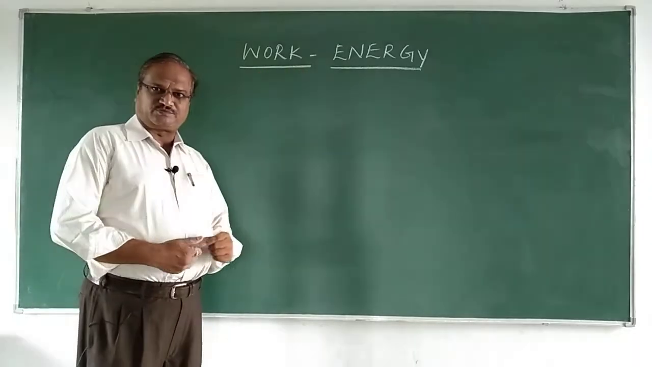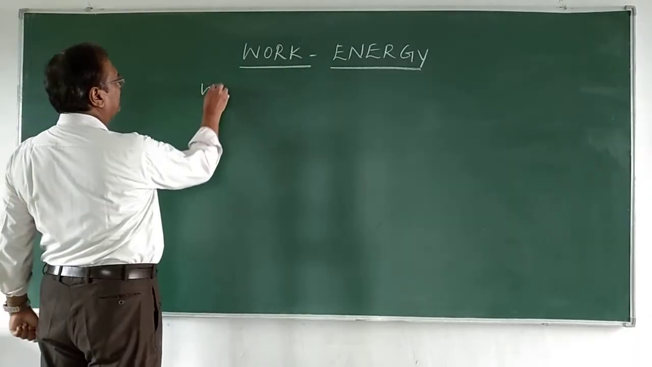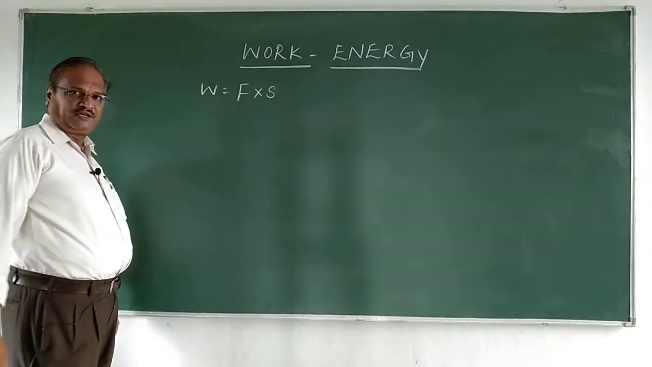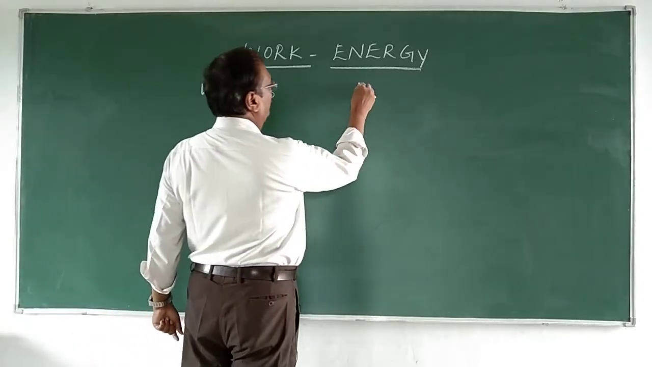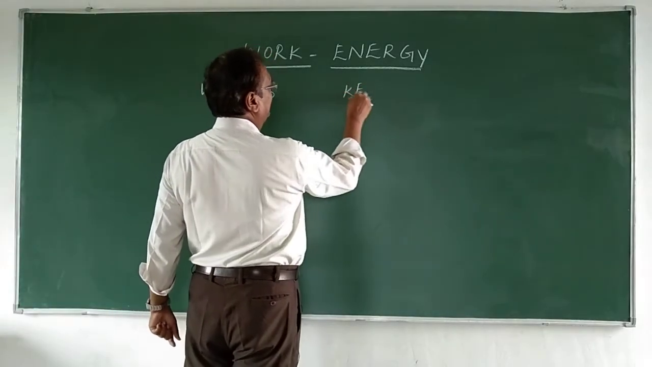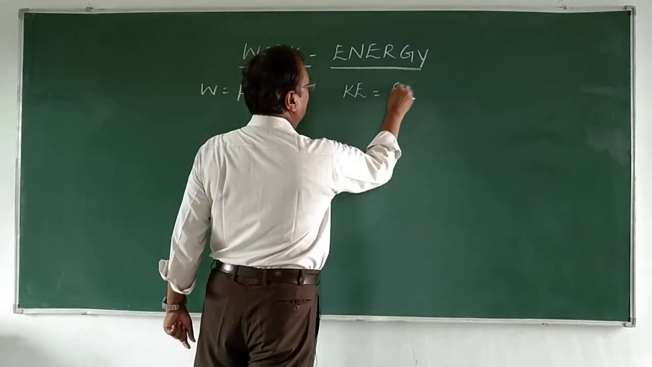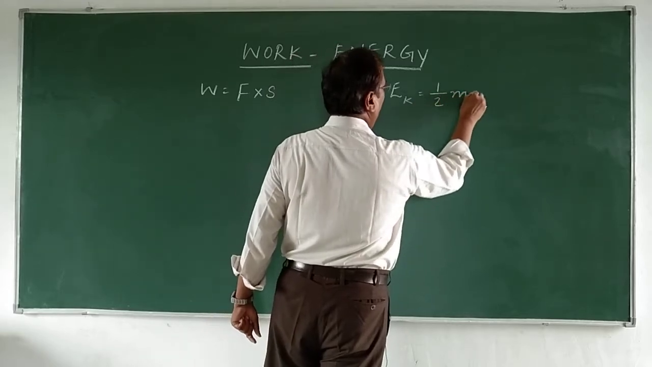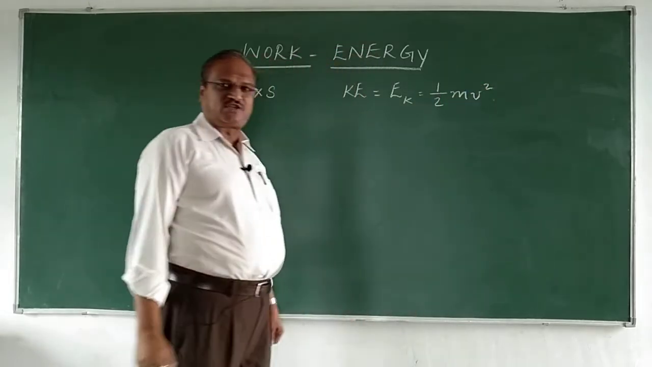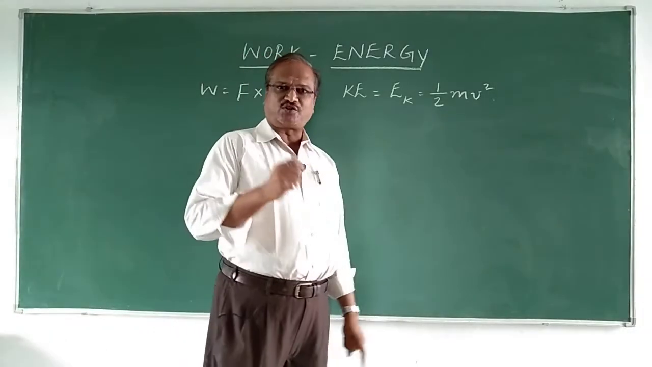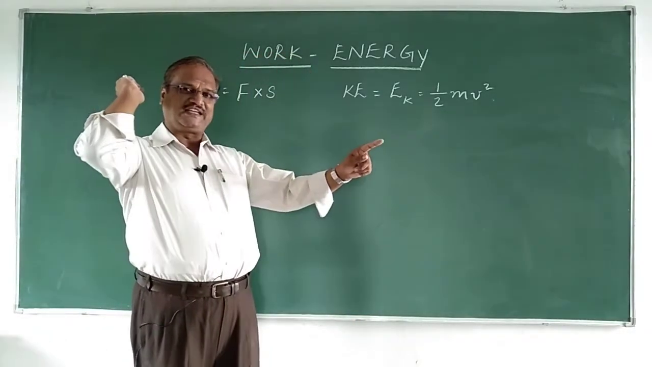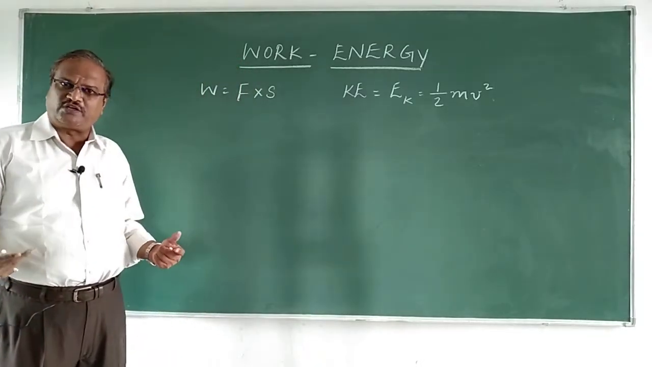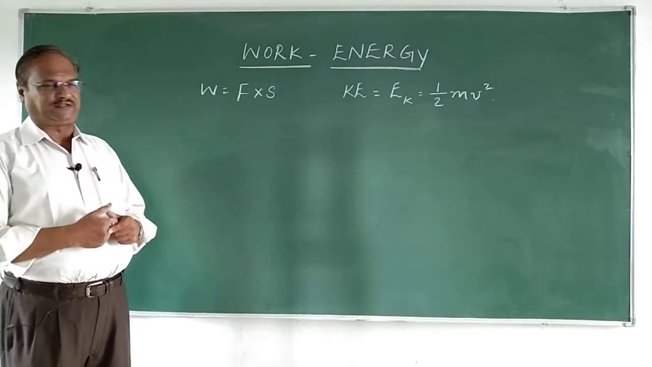In this chapter, we already said that work done is equal to force multiplied by displacement. And also we derived an equation for kinetic energy. Kinetic energy we represent as EK is equal to half mv square, where m is the mass and v is the velocity with which the body is hitting the object. Fine, it can be a bullet, it can be a stone, it can be a ball, anything it can be.